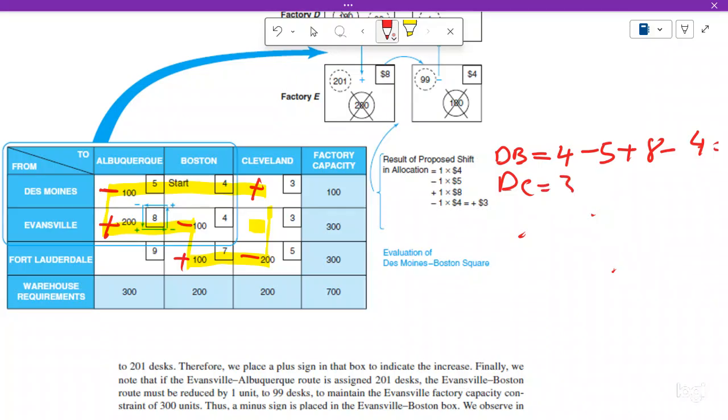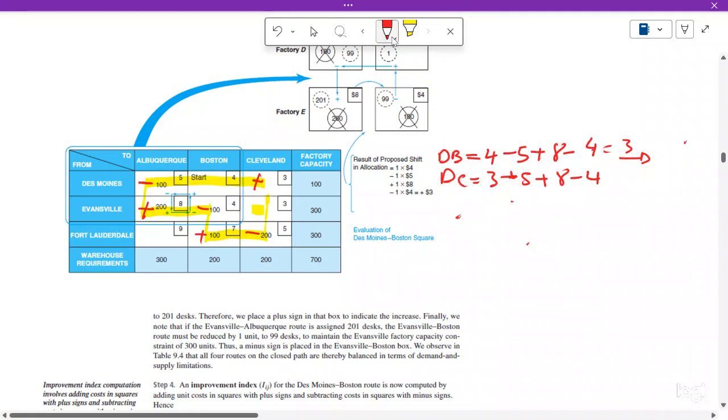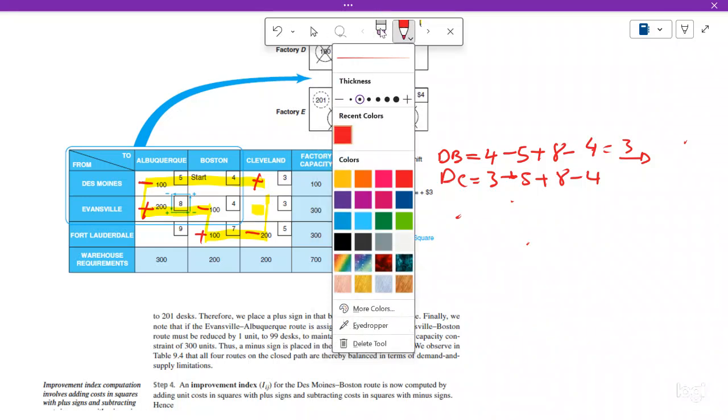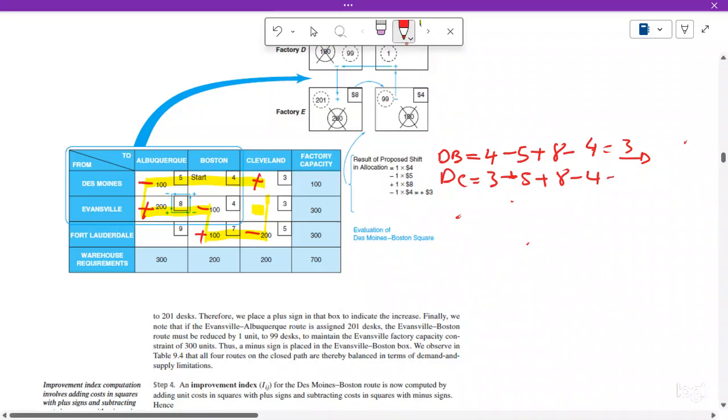So now this is 3 minus 5 plus 8 minus 4. The spacing, maybe it's the pen. My pen is too thick. I want to reduce my pen size. But it's fine. Okay. Plus 7 minus 5. So 3 minus 5 plus 8 minus 4 plus 7 minus 5. Hey, the cost is increasing.